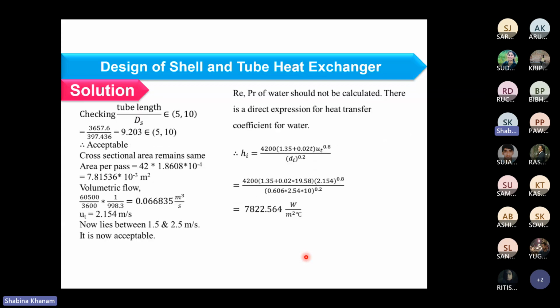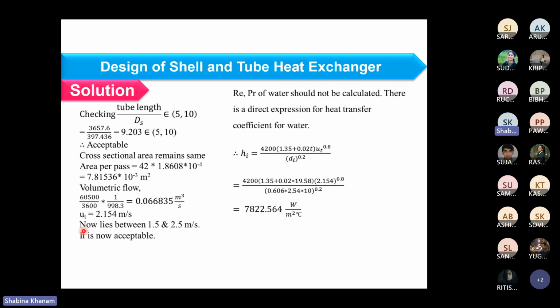But the velocity we are getting is 2.15. The reason is that the number of tubes we have changed. So don't just double the velocity. However, if the number of tubes is not changing, if it remains 166 now also, then you can simply double the velocity. So now 2.156, which is falling between 1.5 to 2.5, so this velocity should be acceptable.